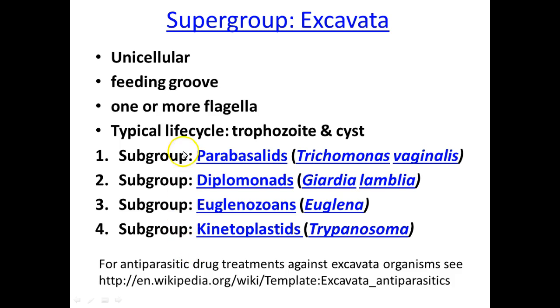So we have 4 different subgroups and 4 different organisms. And unfortunately, we don't have slides that are good for any of these guys.